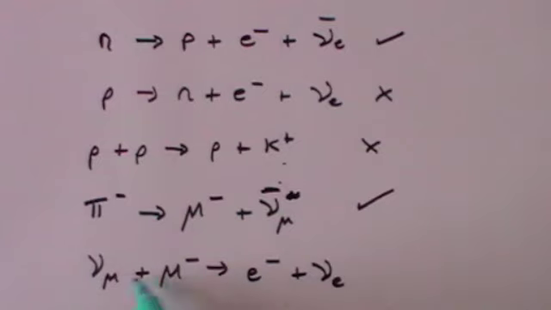And then finally we've got a mu neutrino plus a muon becomes an electron and an electron neutrino. Well, on the left hand side we've got a muon and a mu neutrino, so the lepton numbers on this side are +2. On this side you haven't got muons, you've got electrons and electron neutrinos, but leptons must be balanced by their equivalent partners. So muons must balance and electrons must balance, and they don't. So that's not permitted either.